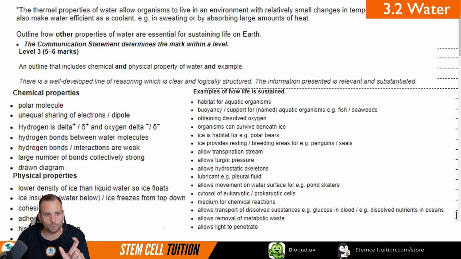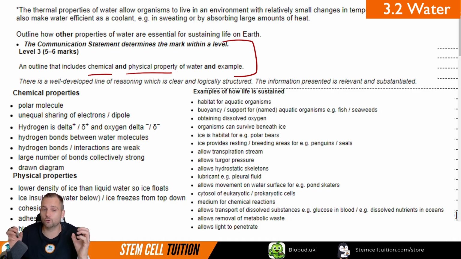Now it's really important here that you give an example each time. The way that leveling works at A level, it's not write 6 things and get 6 marks. What you have to do is follow the guidance from the question. And the question says you need a chemical and a physical property. Now, there wasn't anything in the question that really told you had to separate them. You don't have to separate them. They just wanted an outline, an overall summary.